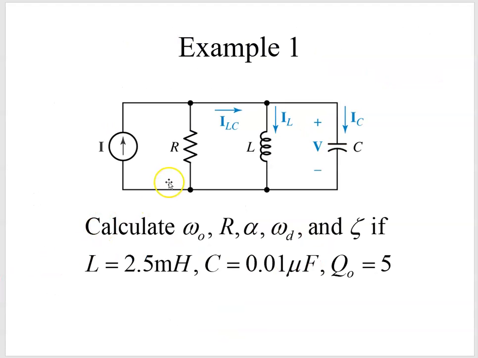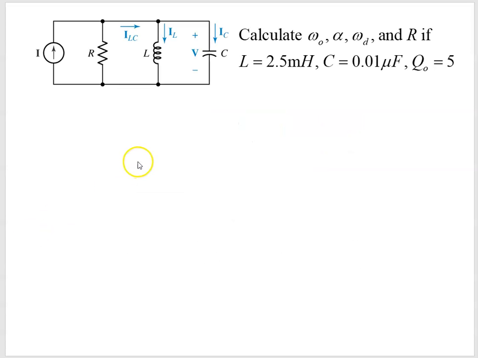If, for example, we have this parallel RLC circuit, and we know the inductance and the capacitance of the circuit, and we know the quality factor, then what we want to calculate is omega naught, the resonant frequency, the resistance, the natural resonant frequency, the exponential damping coefficient, and the damping ratio. So we need to start with, what are our formulas to do that?